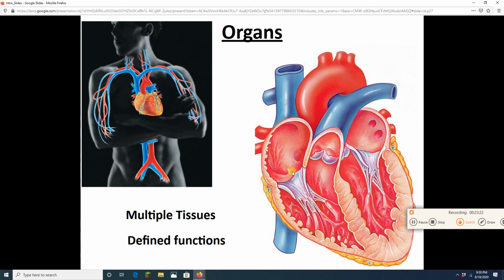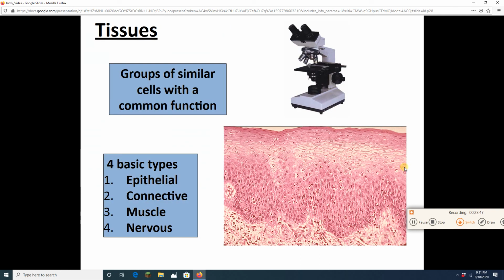Now, an organ is a discrete structure that's part of an organ system. It's made of multiple tissues. It's got a defined function and location, like, for example, your heart. By the way, if you did lab number 1, you know how this heart was sliced. Okay, let's move on. Organs are made of tissues.